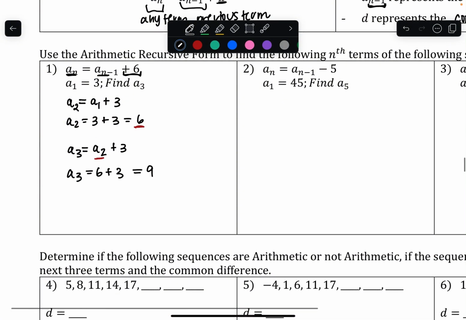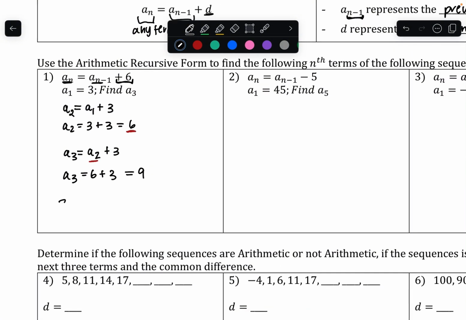So if I was writing this sequence out, my first term is 3, my second term is 6, my third term is 9, and you can keep going by just adding 3. And so you can see a sub 1, a sub 2, a sub 3. And so they wanted a sub 3, and so we can tell them it's 9.